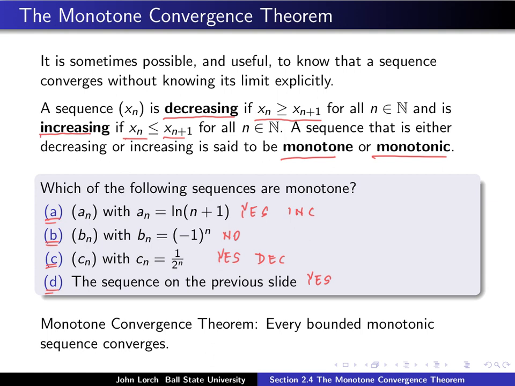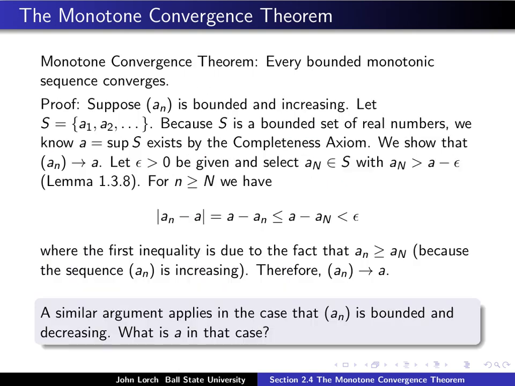Okay, so the punchline, or the main point of this section, is the monotone convergence theorem. What it tells us is that if you take any bounded monotonic sequence, then that sequence must converge to some limit. So you might recall that the last time we were together, we did actually prove the monotone convergence theorem.